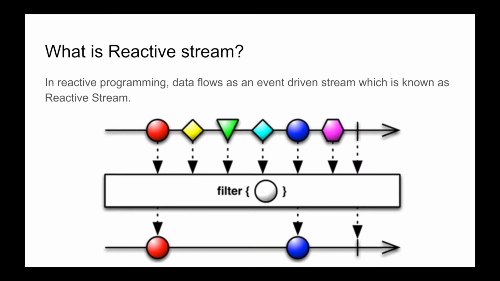Today I'm going to talk about reactive stream specification. So let's start. The first question is, what is reactive stream? In reactive programming, data flows as an event-driven stream, which is known as reactive stream. In this marble diagram, you can think of these marbles as a data stream which is passing through some operator before producing the output.